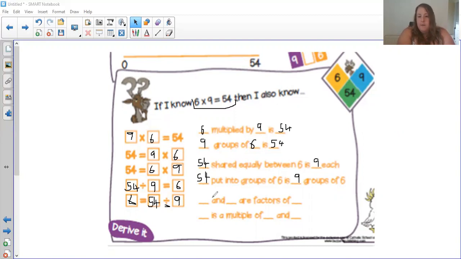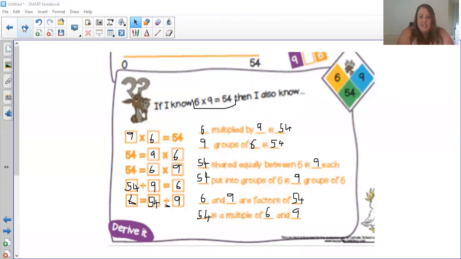Okay, then something and something are factors of something else. So my total goes at the end. And the factors, the numbers that multiply to make it, are 6 and 9. And I could have swapped those around if I wanted to. And then something is a multiple of something and something else. So my 54, it's a multiple of 6 and 9. Because as we saw from our number line earlier, if you count up in 6s, you get to 54. You count up in 9s, you get to 54. So 54 is a multiple of 6 and 9.